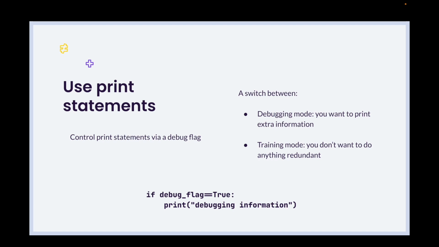Printing too much information can also slow down your training significantly, because the data sets might have thousands or millions of rows, and if you're continuously printing information, it will probably block your read and write buffer, and obviously you do not want that. So it's always advised that you use your print statement with a debug flag.